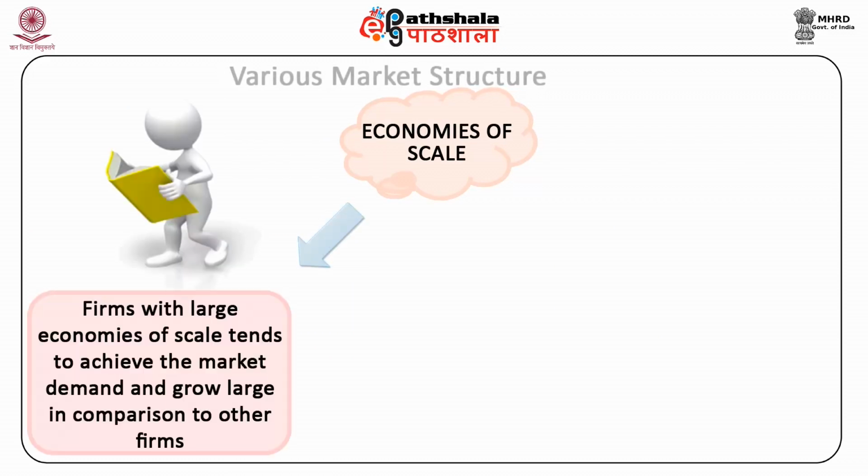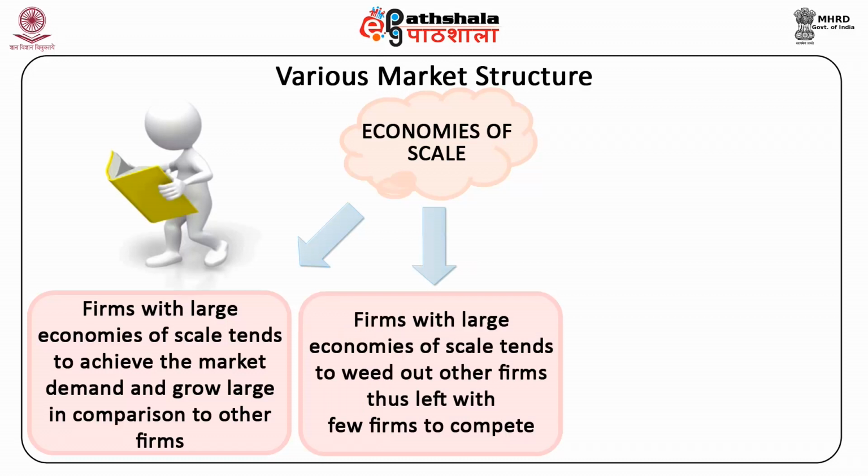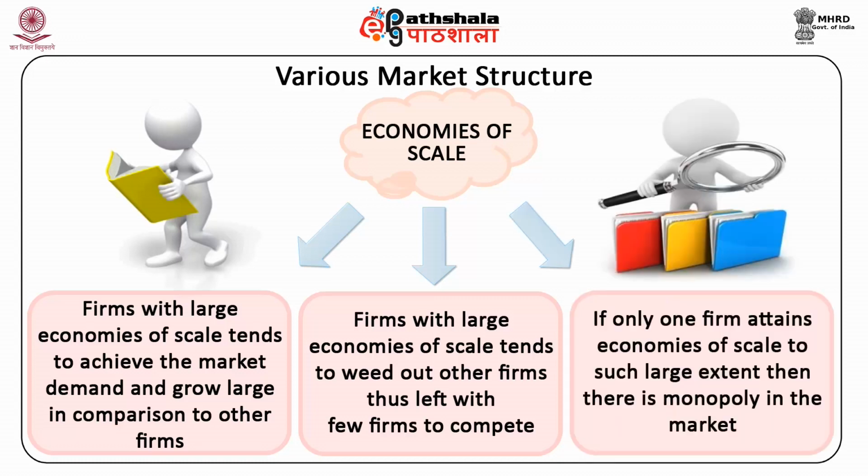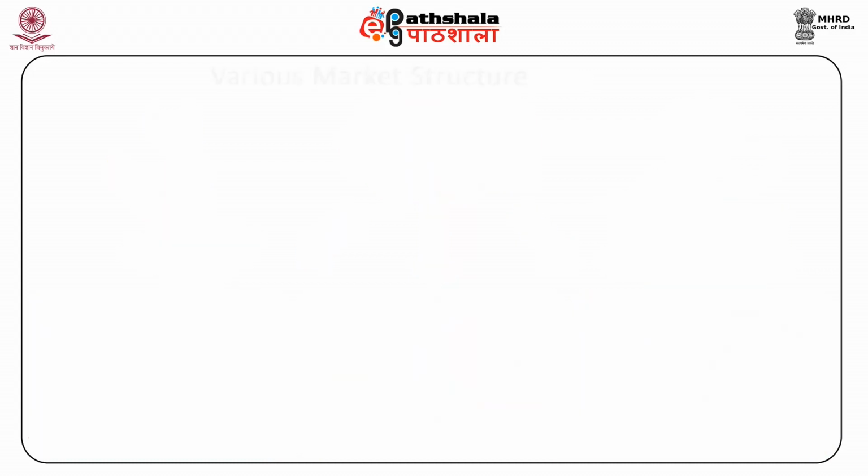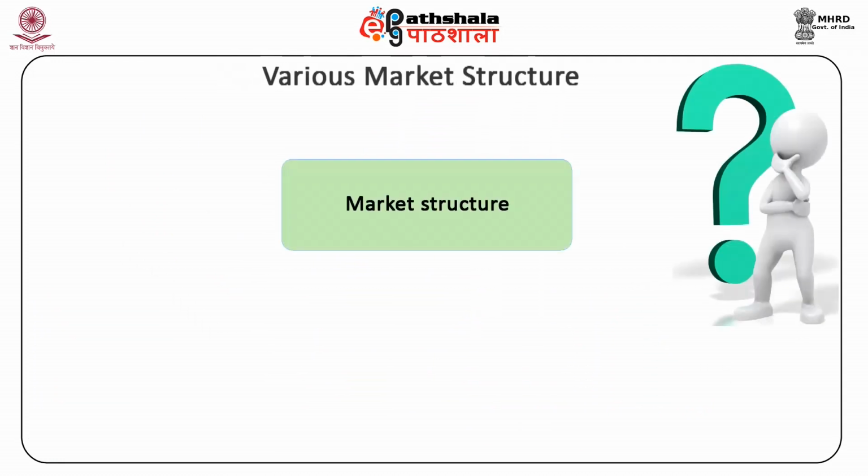Fifth determinant is economies of scale. Firms with large economies of scale tend to capture the market demand and grow large in comparison to other firms. They tend to weed out the other firms, with the result that a few firms are left to compete with each other. This leads to the emergence of oligopoly. If only one firm attains economies of scale to such a large extent that it is able to meet the entire market demand, there is monopoly.